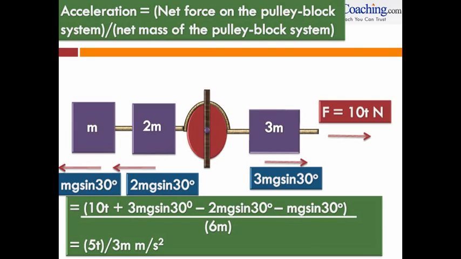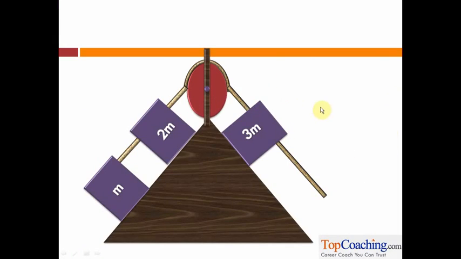Understood? I know this might sound complicated, so you can close your eyes and visualize exactly how this is happening once again and you will get it. When you do that, you can see that the net pulling force is 10t plus 3mg sin 30 degrees minus 2mg sin 30 degrees minus mg sin 30 degrees, divided by 6m. The acceleration of all these masses comes out to be 5t by 3m meter per second square. The acceleration of the 3m mass is down the plane, and the acceleration of the m mass and the 2m mass is up the plane. So there we have got the acceleration of these three masses.